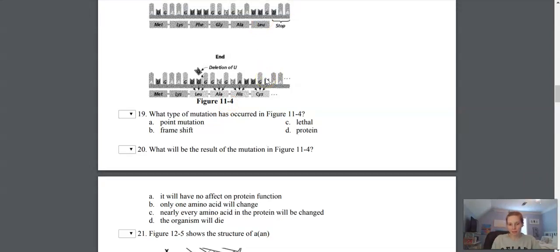So 20 would be C. Nearly every amino acid in the protein will be changed. You don't put D because you're not certain that the organism would die. If it's not a protein that's super critical for functioning in life, they probably wouldn't die. However, if it was one that was critical for functioning or for life, they probably would. But it doesn't guarantee that they're going to die.